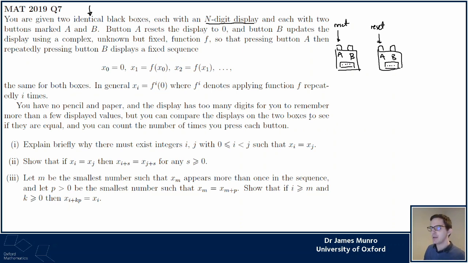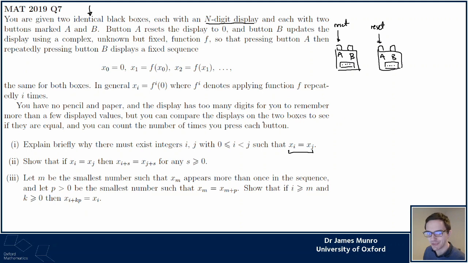Okay, first part of the actual question says, explain why there must be integers with i less than j such that xi is equal to xj. But this just means in words that there are two numbers i and j, so that after you've pressed the button i times, you get the same thing as after you've pressed the button j times. That this sequence eventually repeats.